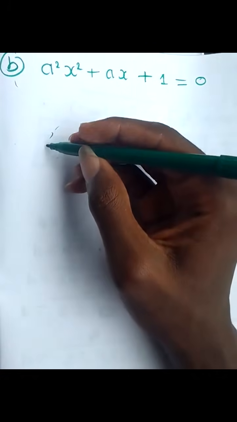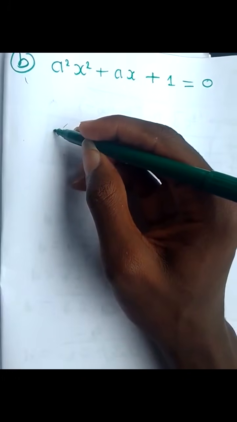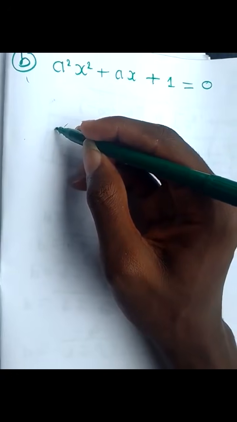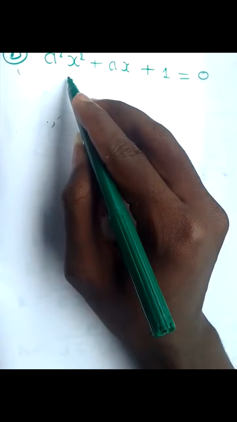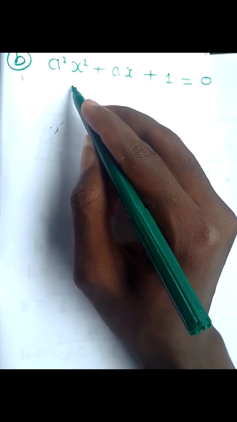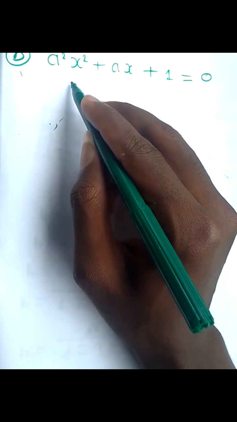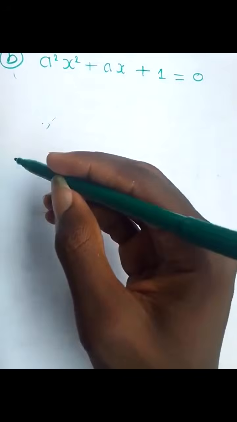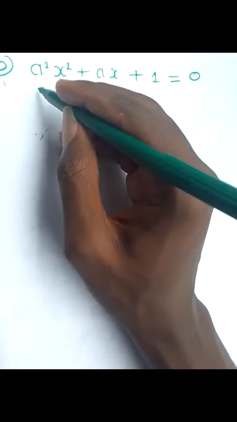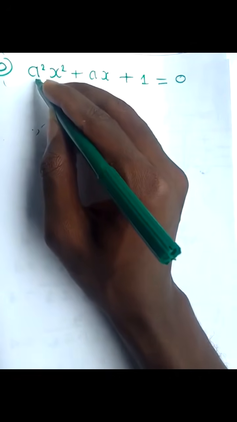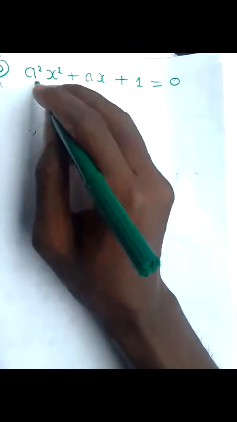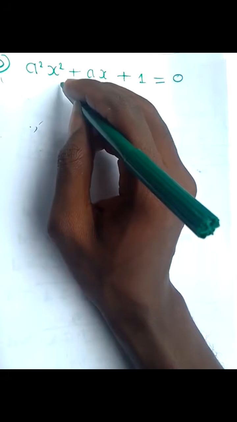Alright, so they have said that they want you to find the value of t. Wait. Let me just, no, the question should be find the value of a. We are going to find the value of t on the next question. For this one, we just need to find the value of a. Yeah, so they want you to find the value of a if this equation can never have equal roots.